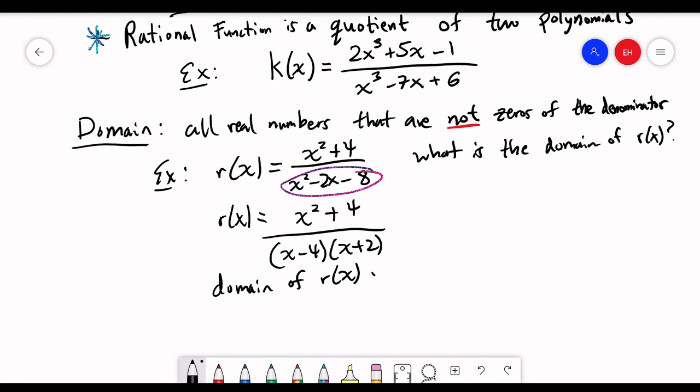So our domain is going to be all real numbers except when x is 4, and we get that from that first factor, and the other value that's not in the domain, where the function would be undefined, is at negative 2, and we get that from the blue factor there.